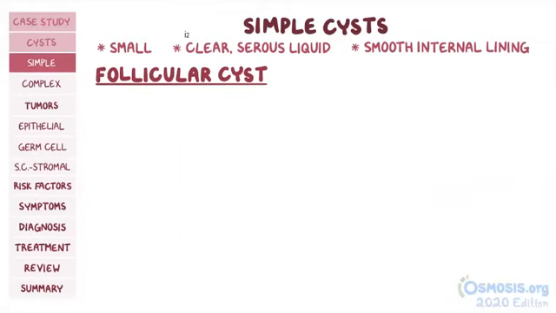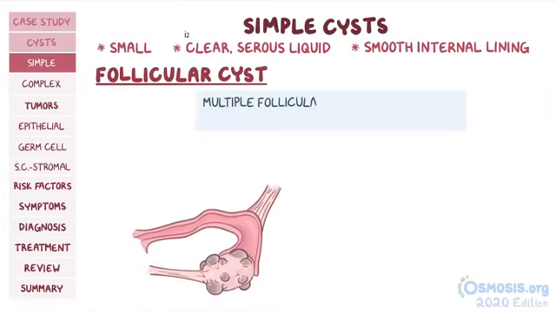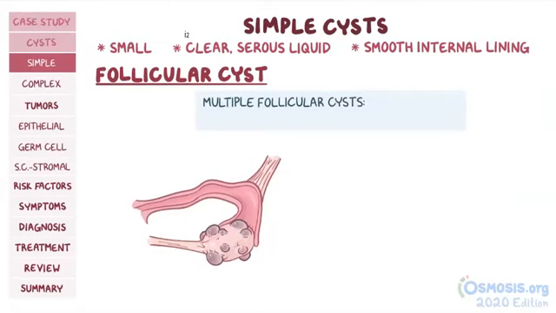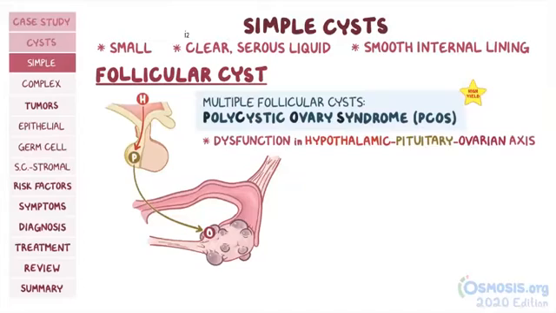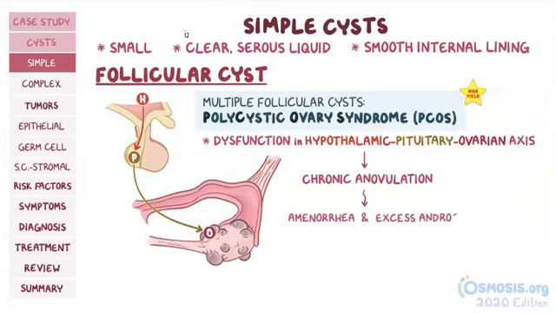For your test, remember that if you encounter multiple follicular cysts, they're usually associated with polycystic ovary syndrome, or PCOS. This is caused by a dysfunction in the hypothalamic pituitary ovarian axis that causes chronic anovulation, which may lead to amenorrhea, or absent menstruation, and excess androgen production, which may lead to hirsutism.